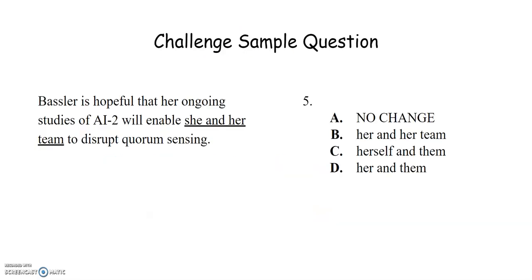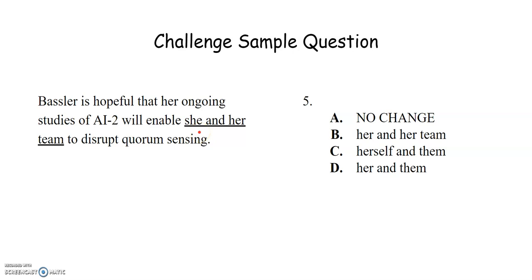We're going to do one more sample question together before this video is over. So go ahead if you want to pause. It is a little trickier, but there is a trick to this one. When we read through, Bassler is hopeful that her ongoing studies of A12 will enable she and her team to disrupt quorum sensing. In this one, we have a compound pronoun that we're dealing with, right? In order to approach these, we're just going to cross out the second thing and read the sentence with just the pronoun in it. It'll make a lot more sense.